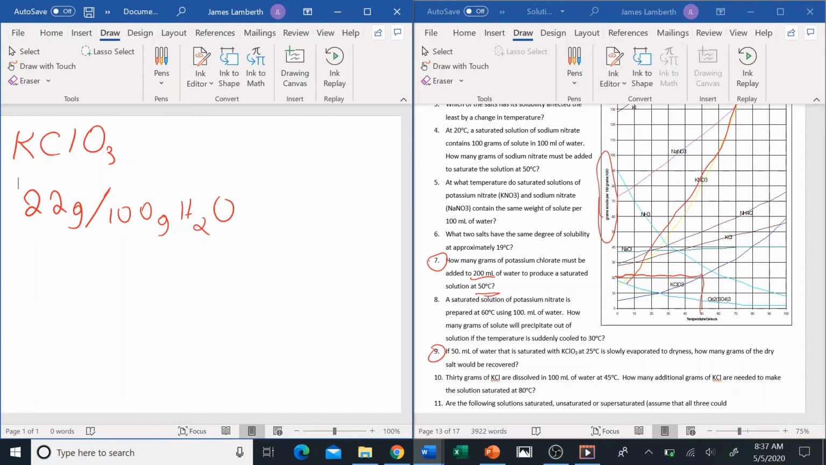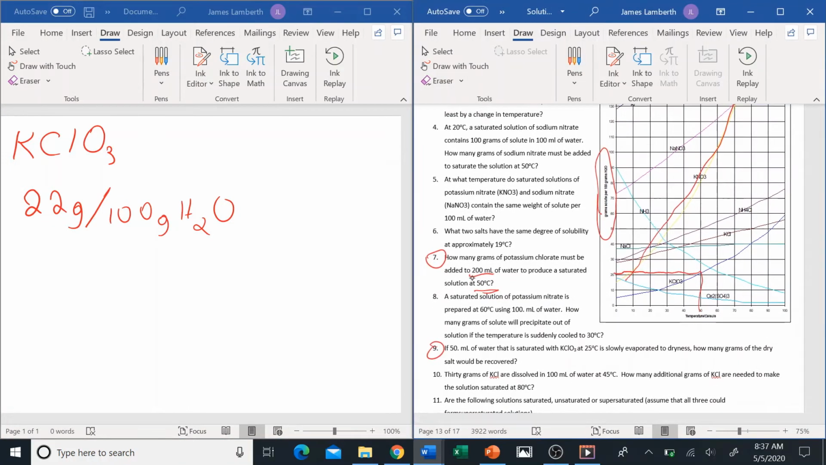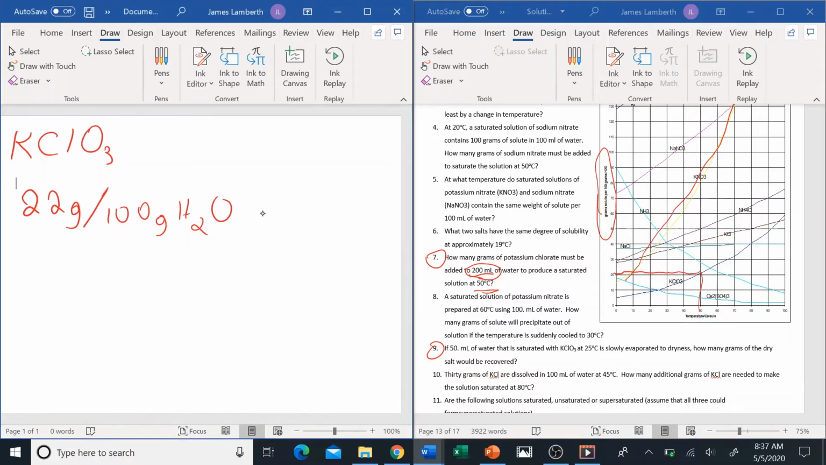Now, you're asked for 200 grams, 200 grams or milliliters of water. So, how many grams of potassium chlorate will dissolve in 200 milliliters of water at 50 degrees Celsius? So, this value is again at 50 degrees Celsius. Don't laugh at my at sign. I know I went the wrong way. It's because I'm left-handed and I do my circles that way.